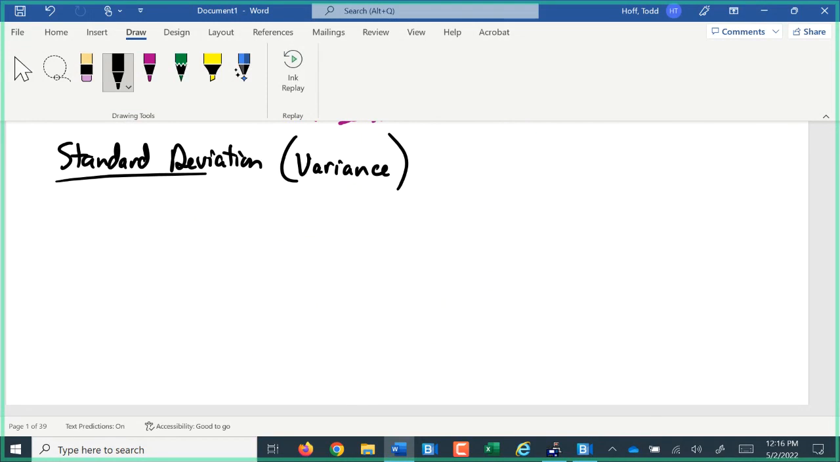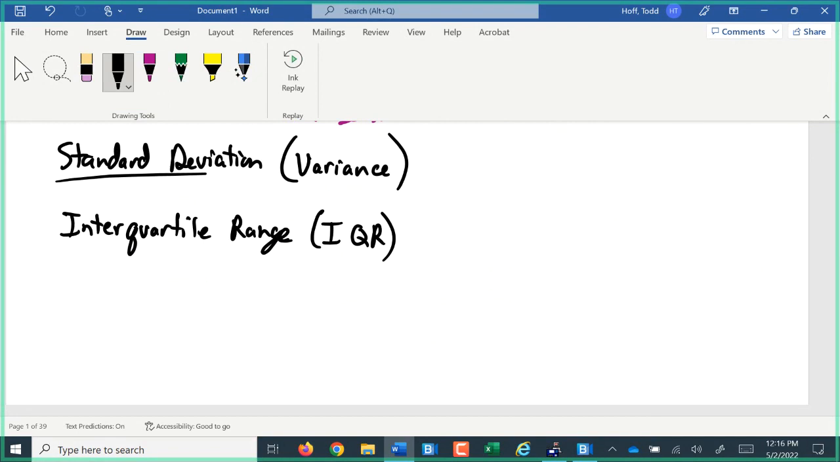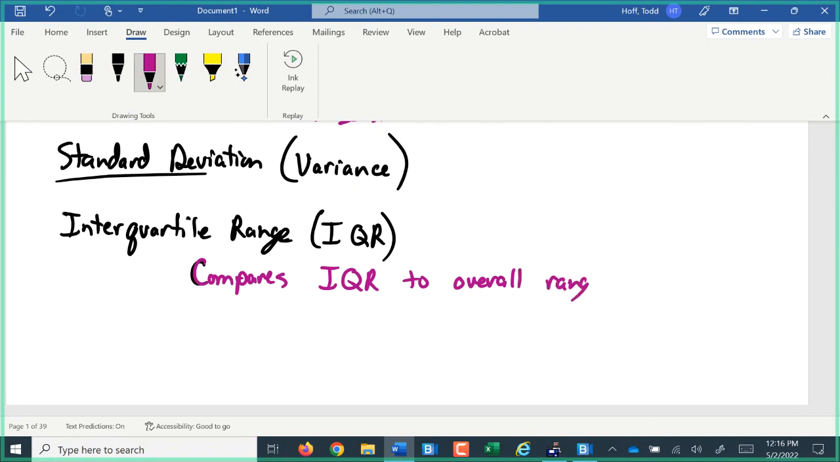Then there are things like the interquartile range, which you're going to see me most often write as just IQR. That is another way of evaluating the spread. It compares the IQR, the interquartile range, to the overall range to describe how spread out a set of data is.